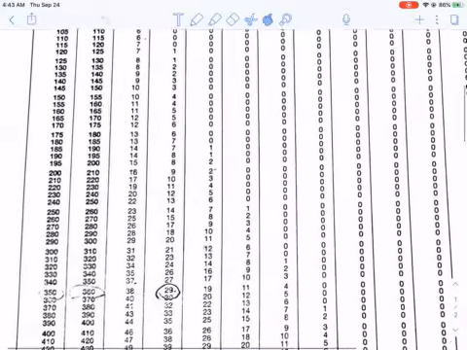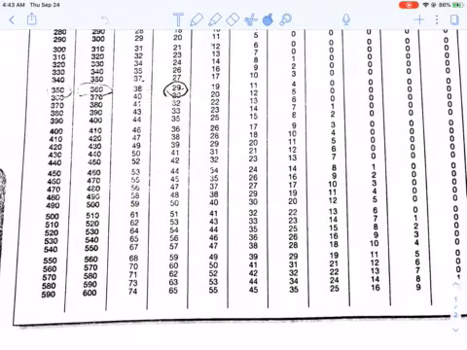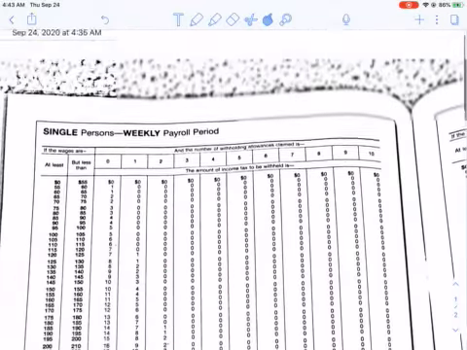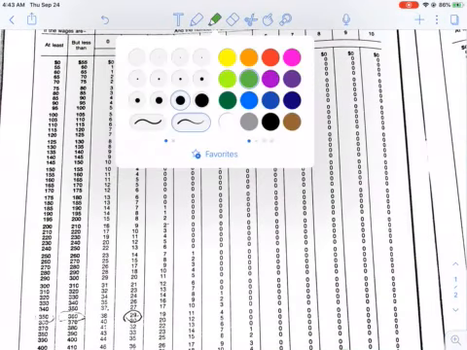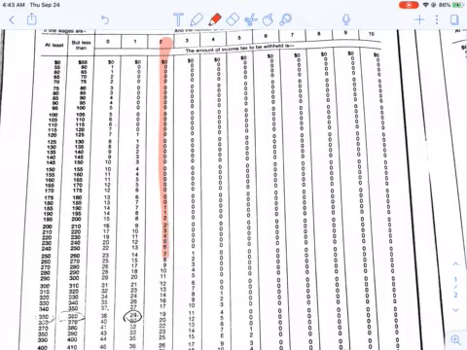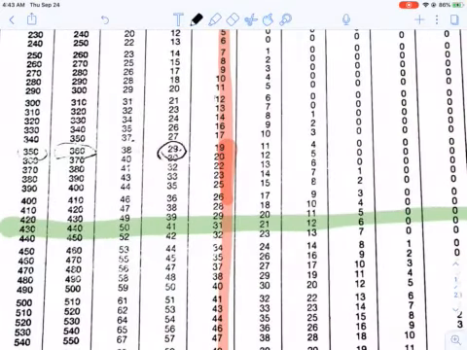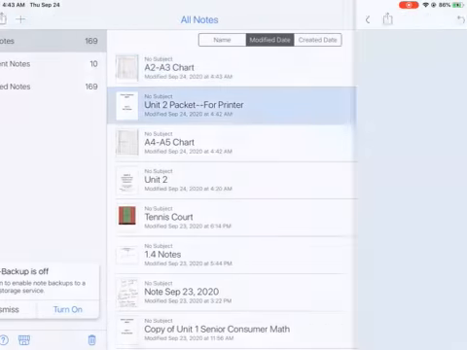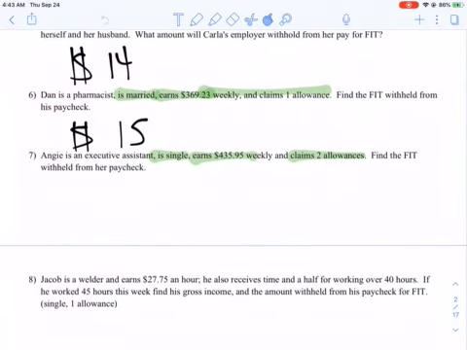She makes $435. So she's going to be in this one right here. And she claims 2 allowances. So that's going to be this row right here. See where they meet. Looks like they meet at 31. So each week, her employer is going to take out $31.